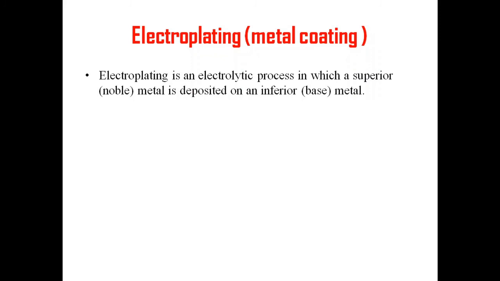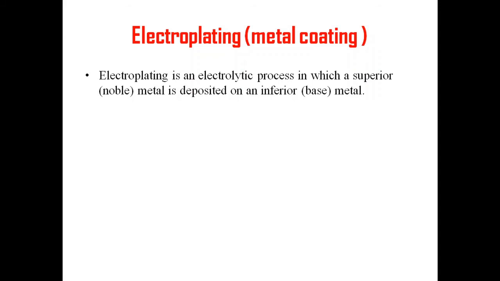Now let us see what electroplating means. Electroplating is nothing but a coating of a metal. Providing a coating on a metal is electroplating. In terms of definition, it is an electrolytic process in which a superior metal, or a noble metal, is deposited on an inferior metal or a base metal. So we are just providing one coating on a metal, and that is electroplating.